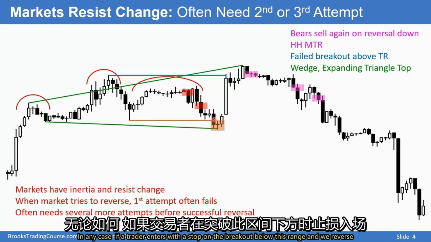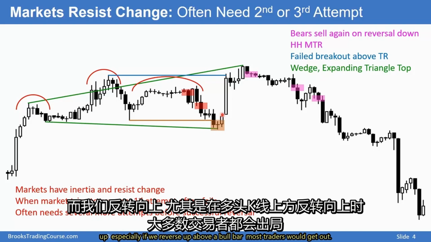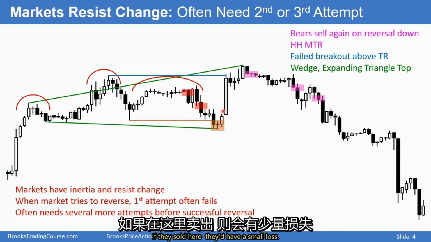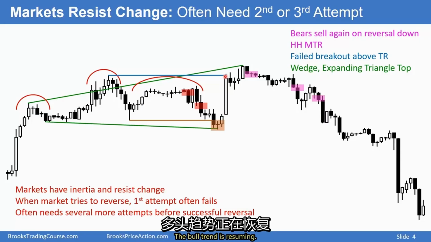In any case, if a trader enters with a stop on the breakout below this range and we reverse up, especially if we reverse up above a bull bar, most traders would get out. If they sold here or here, they'd make a small profit. If they sold here, they'd have a small loss. The bull trend is resuming.